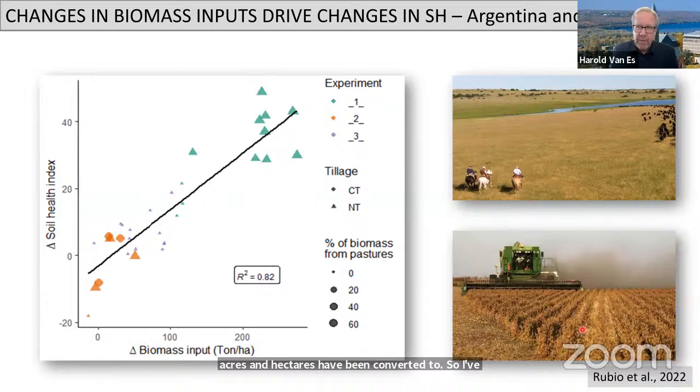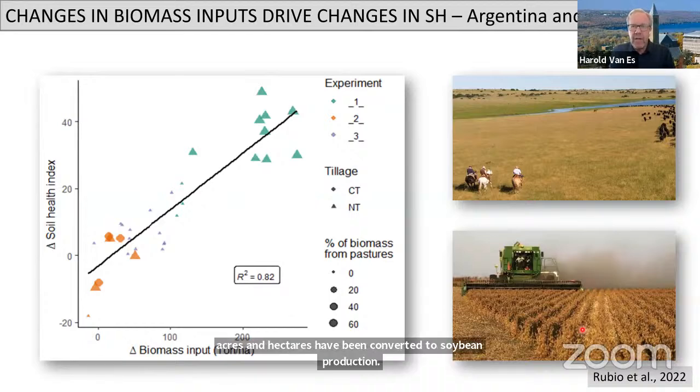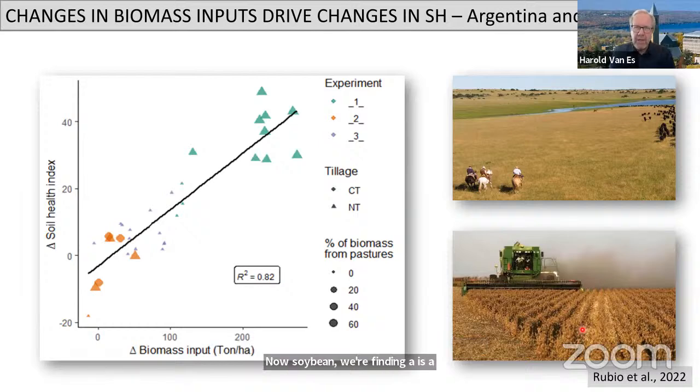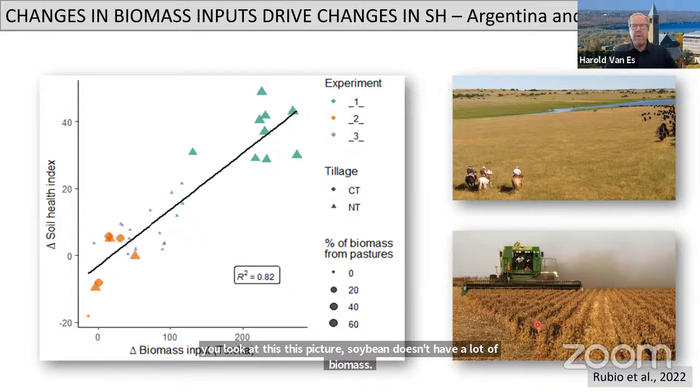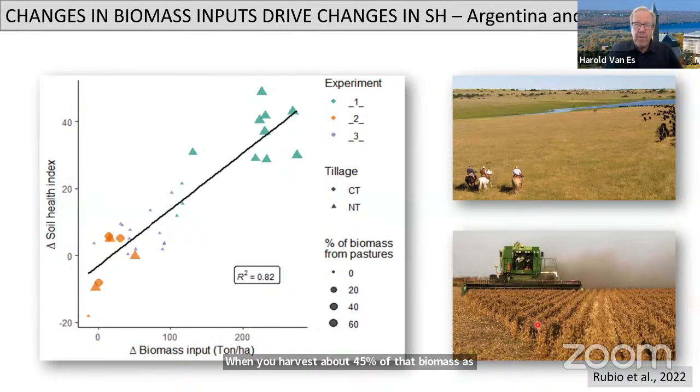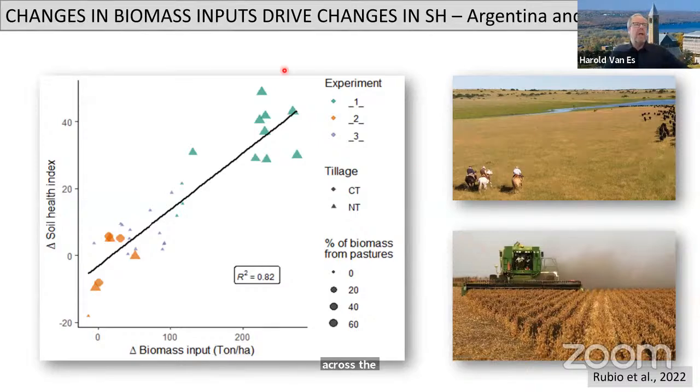Now, soybean, we're finding, is a particularly challenging crop because it's a very low biomass crop. So you look at this picture, soybean doesn't have a lot of biomass. When you harvest about 45% of that biomass as grain and maybe 80% of the nutrients, and you take that off the field and you ship it across the world, that is not good for soil health. And we see this tremendous soil health degradation. And we know that there's this relationship between the biomass inputs and the overall soil health. So the less biomass goes back into the soil, the more soil health is going to be challenged.